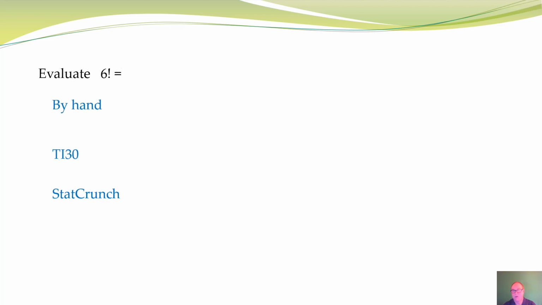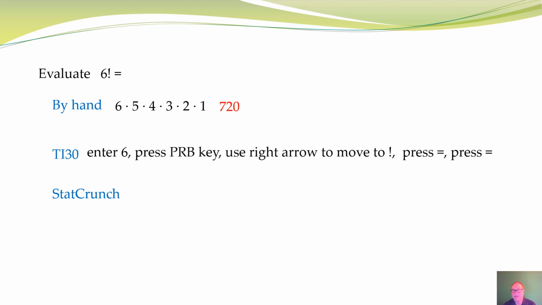Now, evaluate 6 factorial. Okay, we can do this 3 ways. We can do it by hand, we can do it with a calculator, we can do it with StatCrunch. If you're going to do it by hand, you're going to use the formula, 6 times 5 times 4 times 3 times 2 times 1, and just multiply it out, and you would get 720. If you're going to use the TI-30, in this case, you're going to enter 6, then you're going to press the PRB key, which is the second row down, second key in. Use the right arrow to move to the exclamation point, press equals, and then press equals again, and you will get the answer 720.